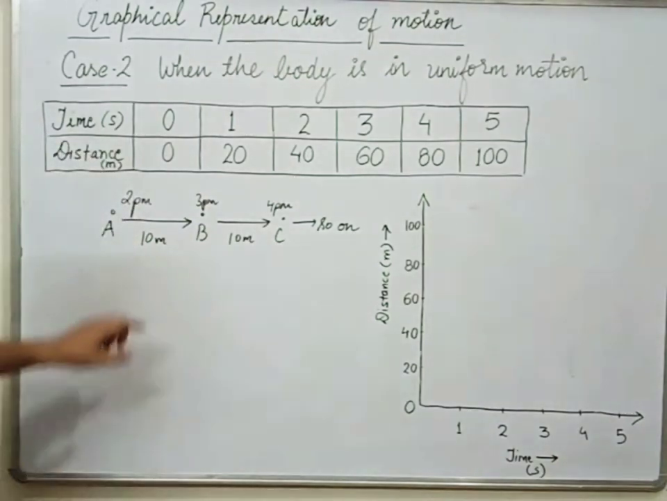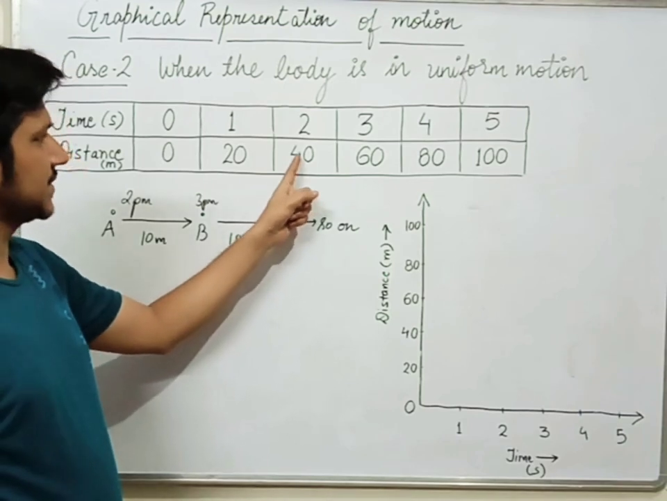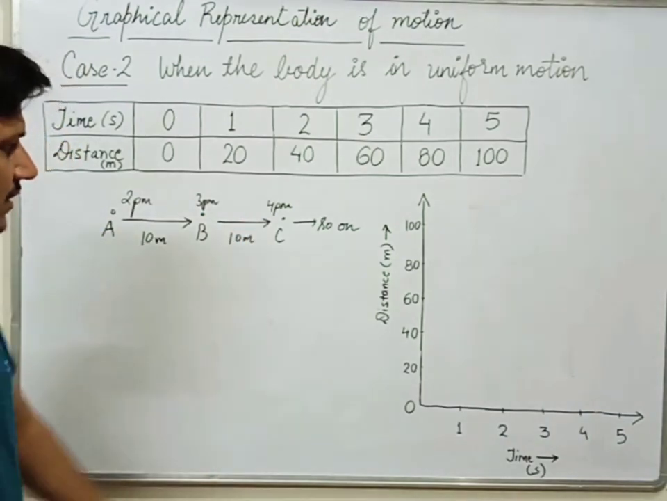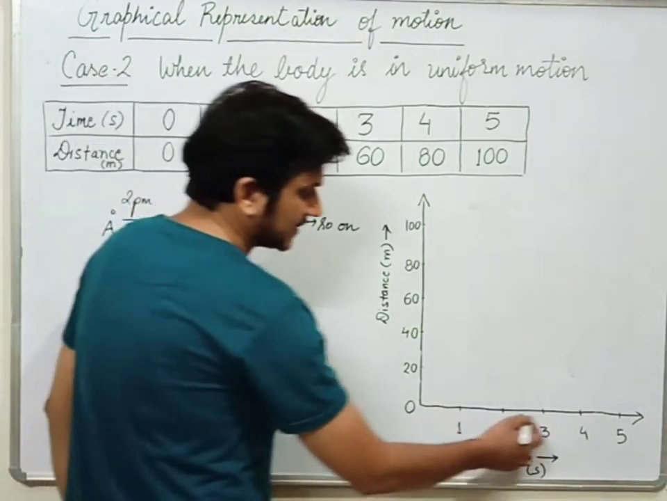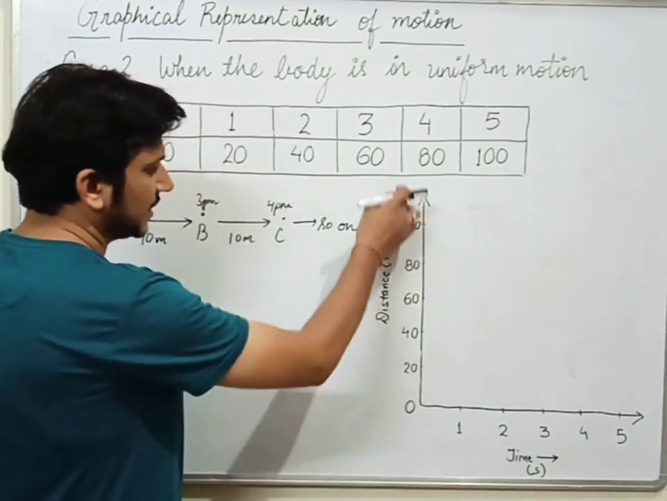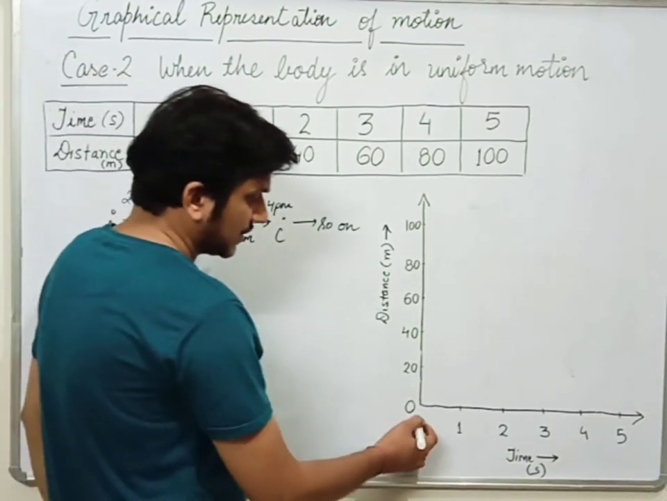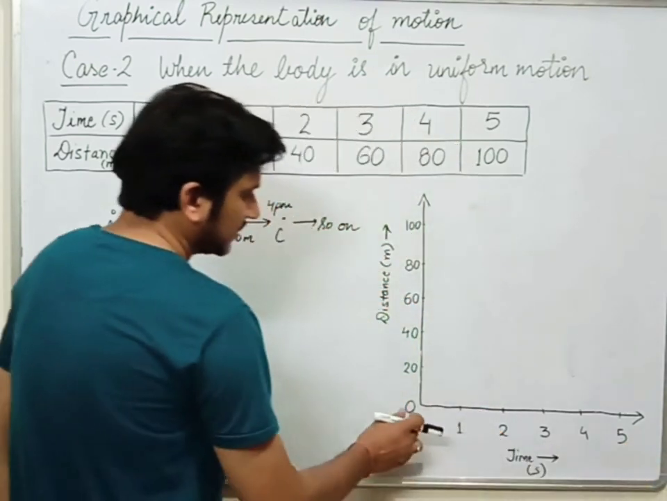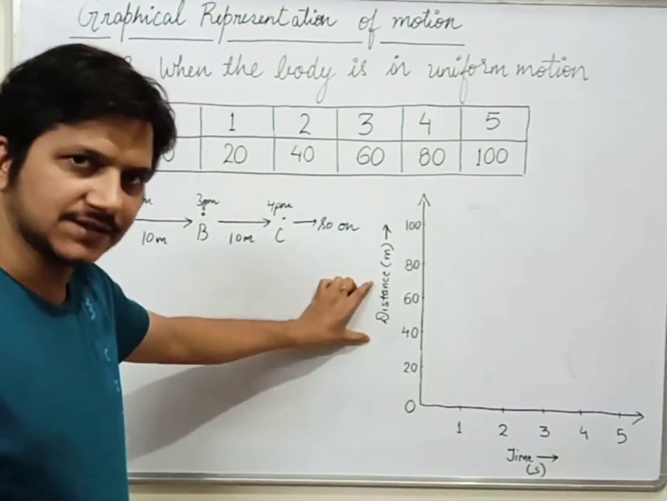So here you see it is an equal distance. After every 1 second it covers 20 meters. In this way it is in uniform motion. Now we will plot the graph. The x-axis represents the time in seconds and the y-axis represents the distance in meters. We divide the x-axis from 0 to 5 seconds and the y-axis from 0 to 100 meters.